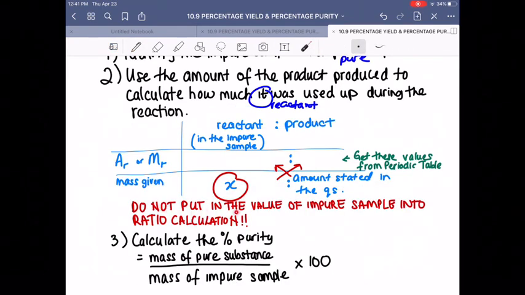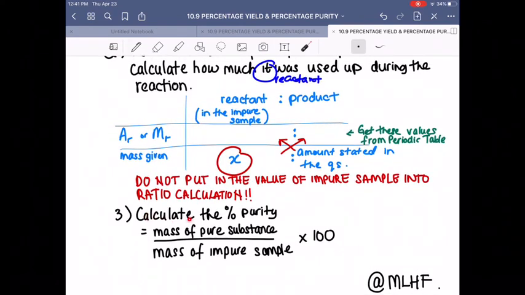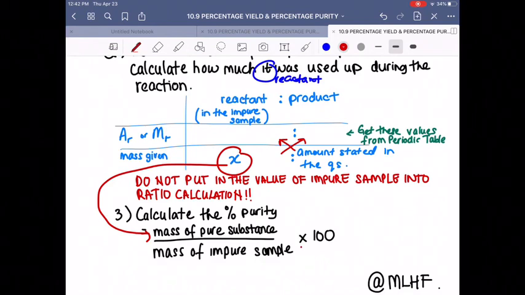See, I even put the warning here: do not put the value of the impure sample into the ratio calculation. You are finding how much of the pure exists in that impure. The mass they give for the product is already pure, so you put it here. Next, calculate the percentage purity. After you find the X, you put it in as the mass of the pure substance. Then the impure sample is given in the question, so you put it in, then times 100%, round off to 3 sig fig, and there you go. That's our lesson for the day. Thank you.